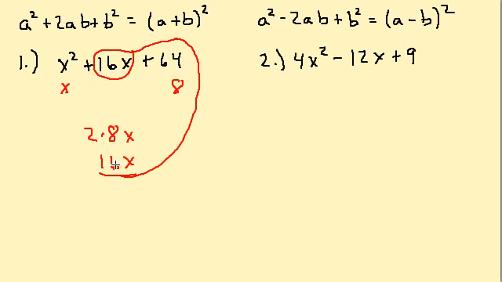So this tells me I have a perfect square trinomial. Now, I need to figure out what a and b is. Well, a is the square root of the first term, b is the square root of the last term. So you can see here I have a, here I have b. So I just plug them into my formula.